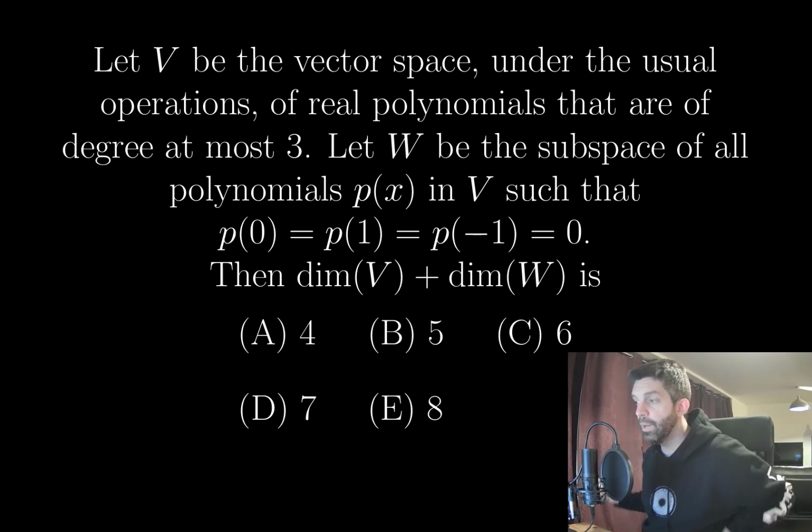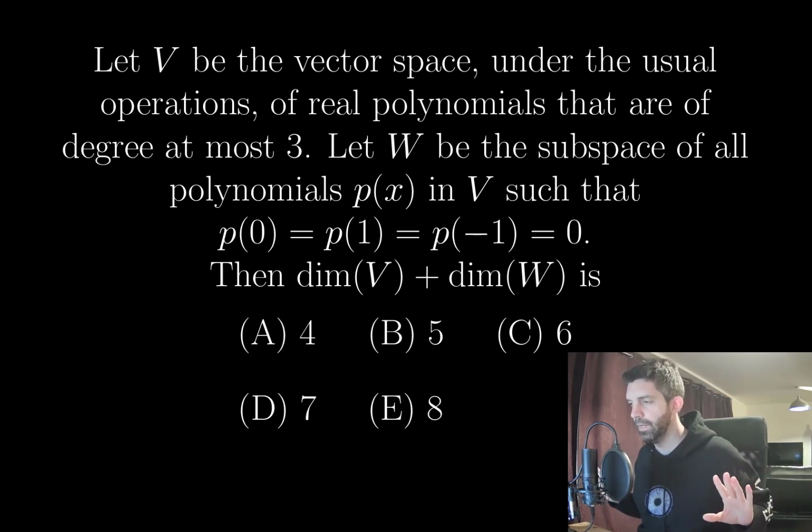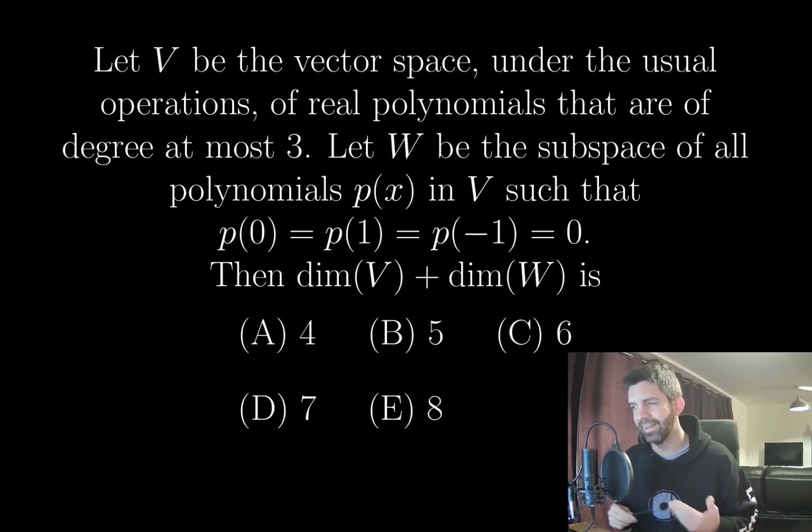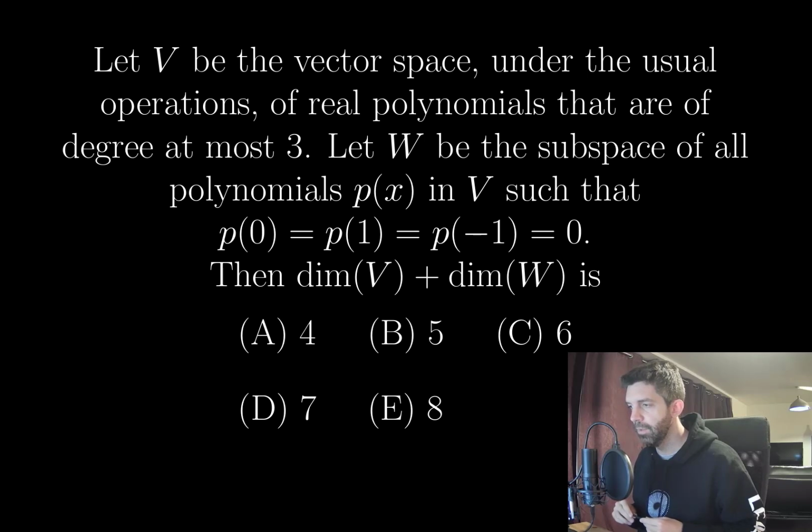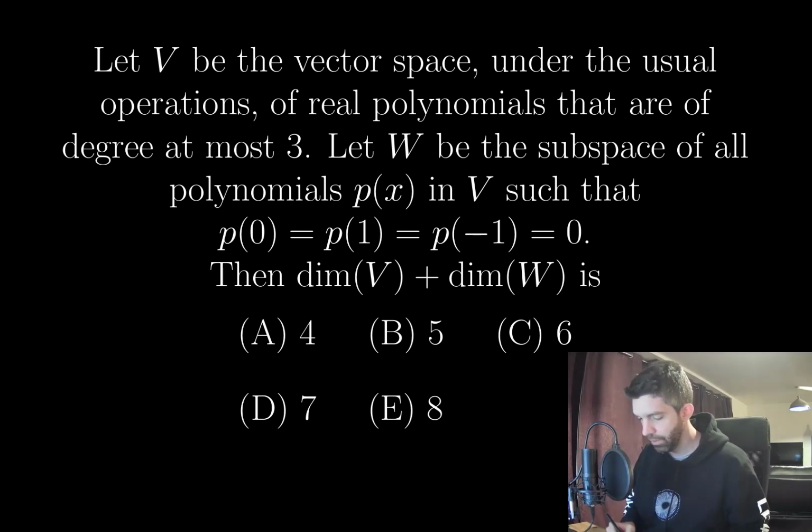Okay, so my quick intuition here is to treat every constraint that we're given as a reduction of the dimension by 1. I'm not sure if that's even correct, but intuitively it seems like it should be correct. So the original vector space V, polynomials of degree at most 3, has dimension 4.